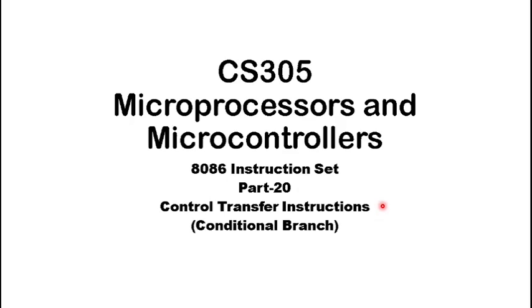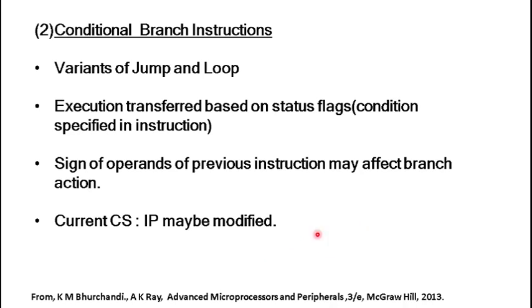This is part 20 of 8086 instruction set, and we will be seeing control transfer instructions based on conditions, that is conditional branch. The conditional branch instructions in 8086 are variants of jump and loop instructions, and the variation here is either based on the condition of the status flags, whether it is set or unset, or based on the type of operands used in the previous instruction. We will see both these cases.